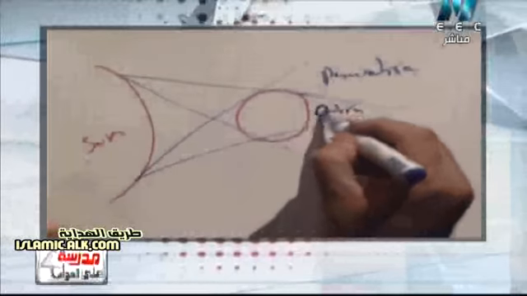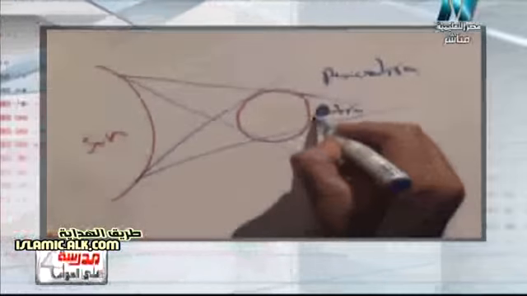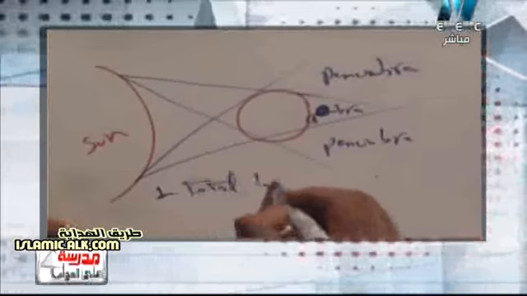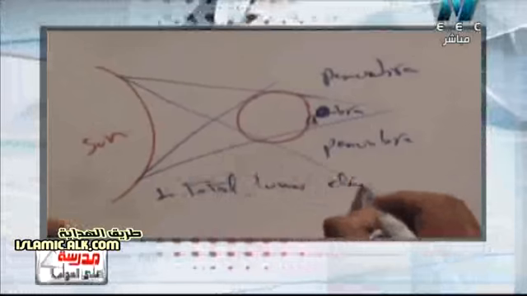So if all the moon comes here, لو المون كله وقع هنا في منطقة الأمبرا, it will cause total lunar eclipse. So let me write number 1 here. In number 1, I have total lunar eclipse if all the moon lies in the area of the umbra.